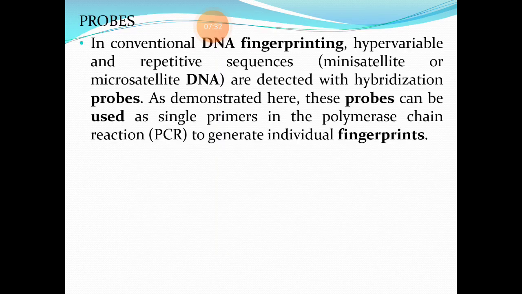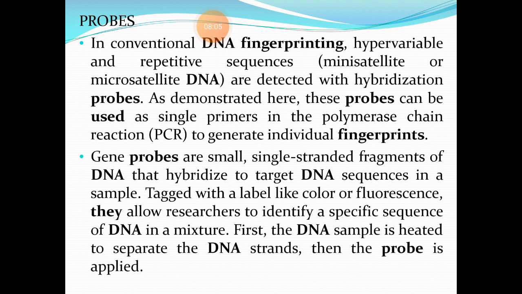Then, after knowing about molecular markers, you should know about one more thing, that is probes. In conventional DNA fingerprinting, hypervariable and repetitive sequences like mini-satellite or microsatellite DNA are detected with hybridization probes. These probes can be used as single primers in PCR to generate individual fingerprints.